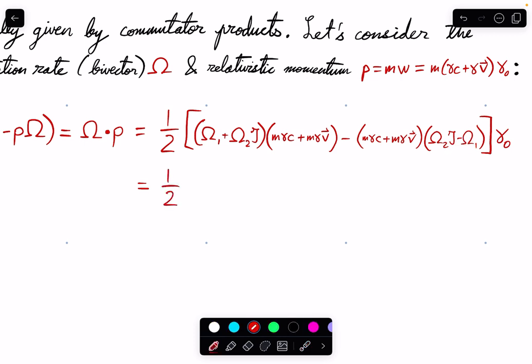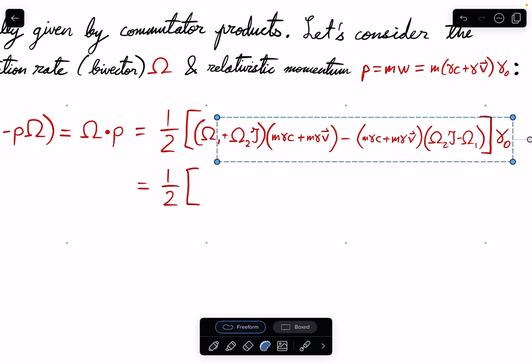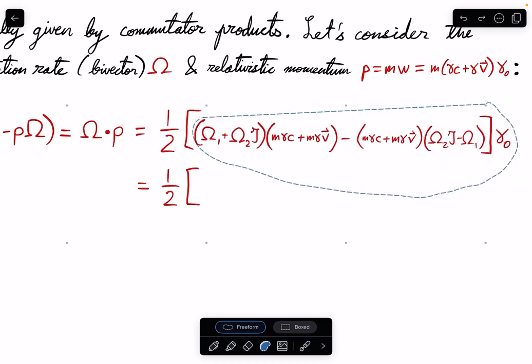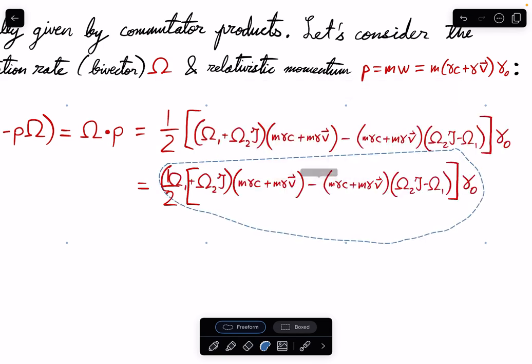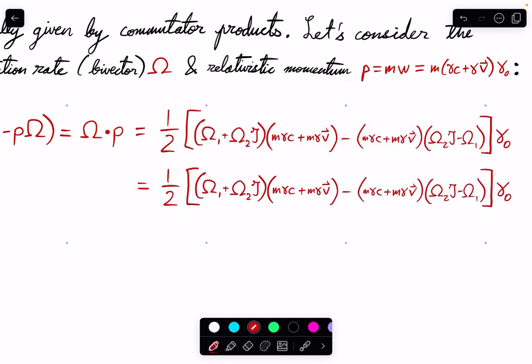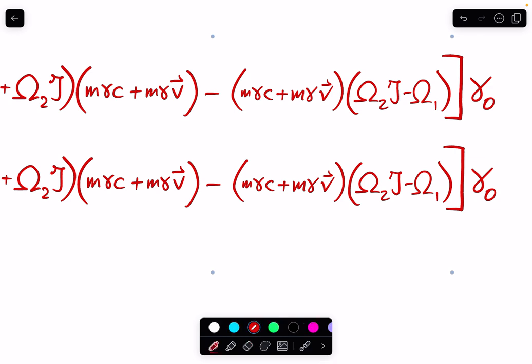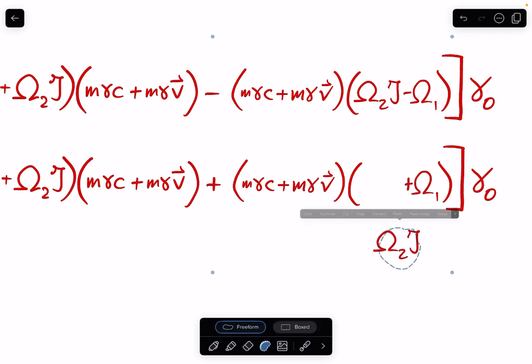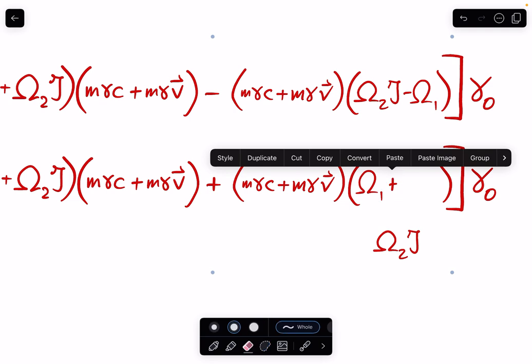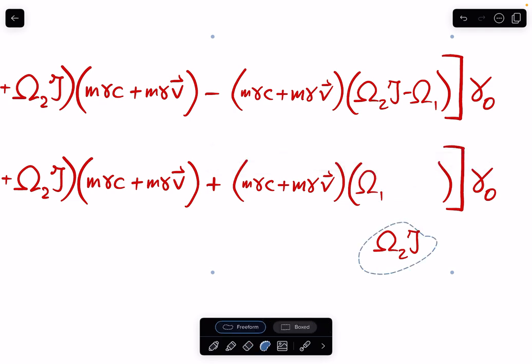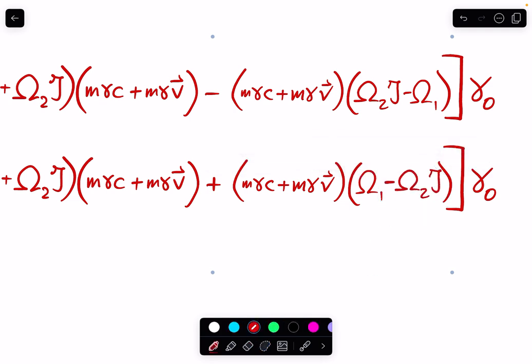So we get 1 over 2. I am not copying this all by hand again. Okay. So distributing a minus sign makes this plus, makes this plus, and makes this minus. So this minus becomes this.